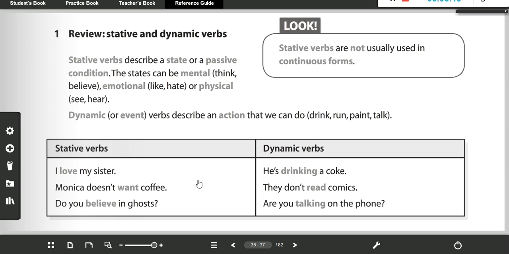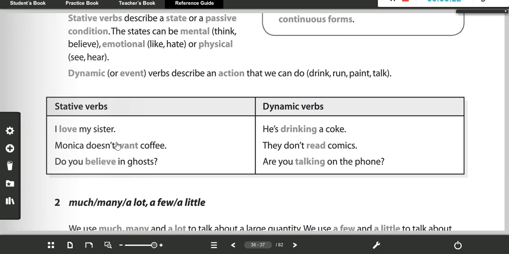Stative verbs. I love my sister. Monica doesn't want coffee. Do you believe in ghosts? Observe, everything is present simple. Now, the dynamic verbs. He is drinking a Coke. They don't read comics. Are you talking on the phone? It can be in simple form or in continuous form. Pero estos no, solo in simple form, not continuous form. You see? He is drinking a Coke.